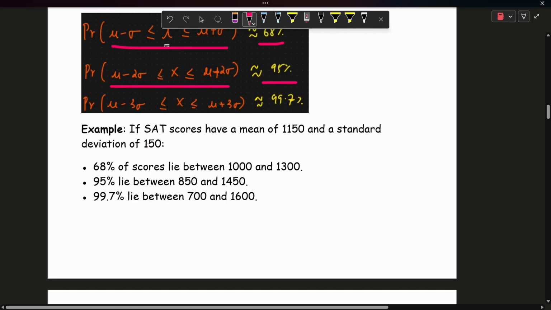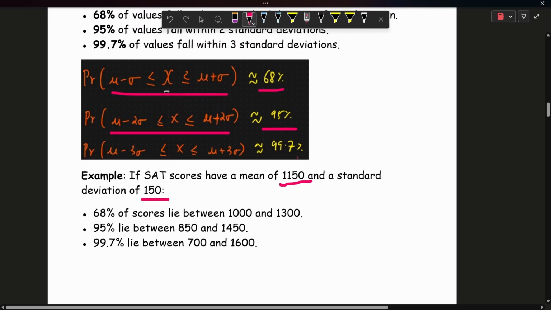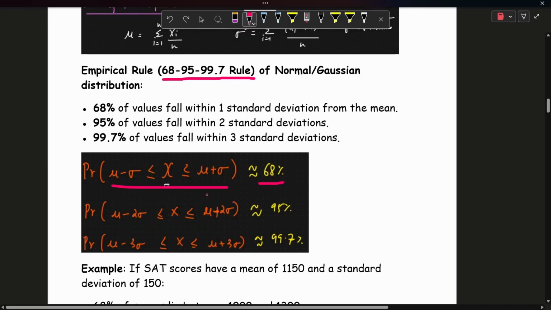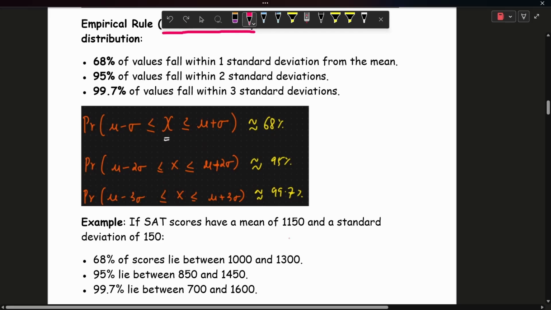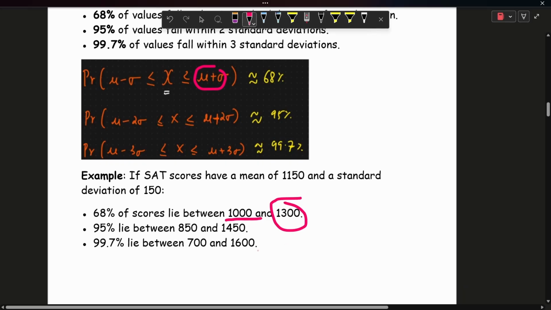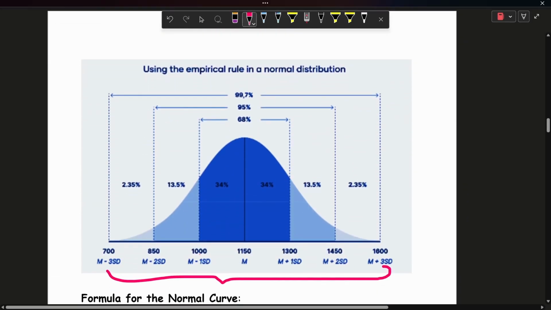So let's calculate the SAT scores. If the mean is 1150 and the standard deviation is 150, when we substitute these values in the above formulas, we can see that 1150 minus 150 will be 1000, and 1150 plus 150 will be 1300. So in between 1000 and 1300, 68% of the scores lie.